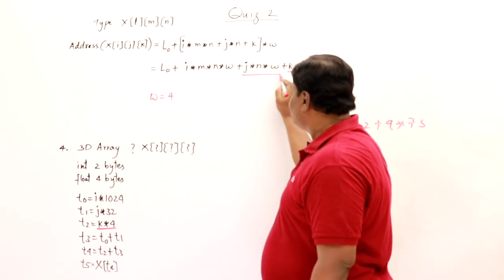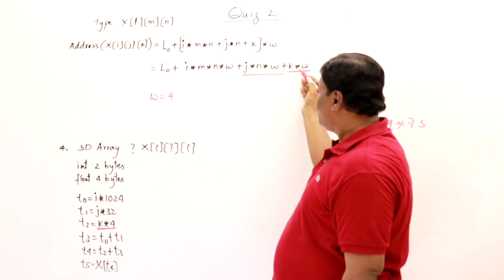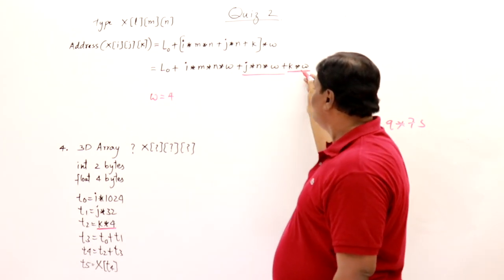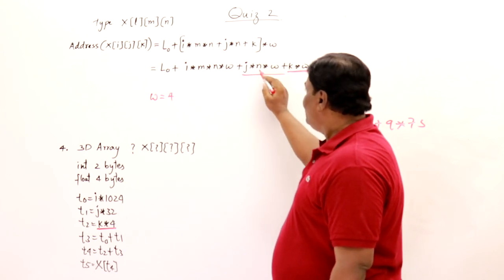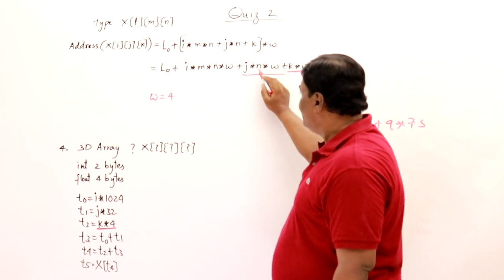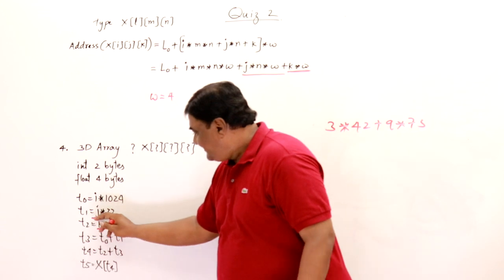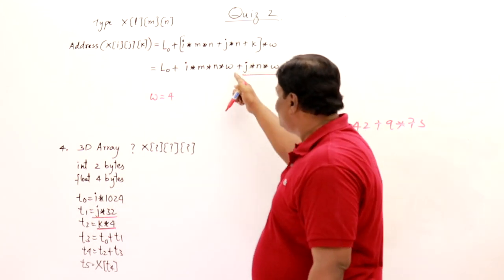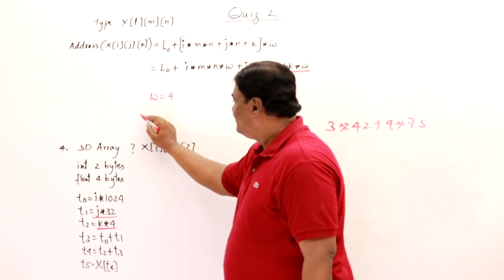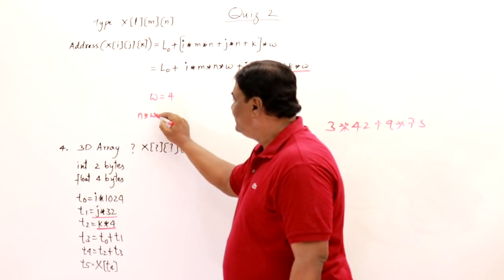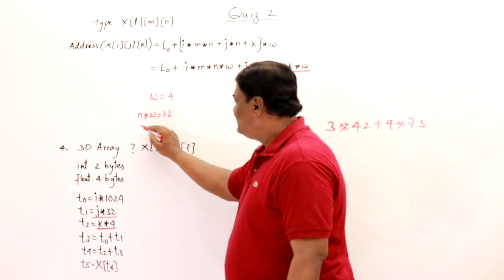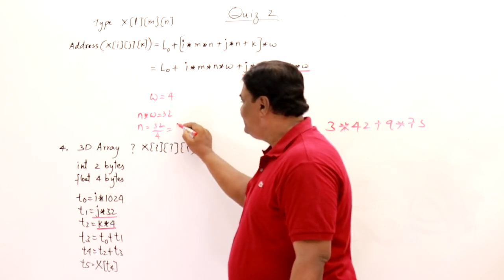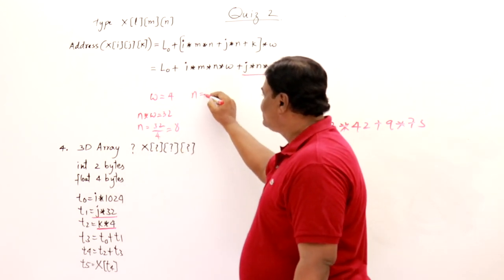Then I started with the smaller term, not this one, which has 4 things multiplied. So I took the simple term. Then j into N into W. What is the value with j? 32. So 32 is actually N into W. So N into W is 32. Then what is N? N is 32 by 4, that is 8. So now we know N is 8.